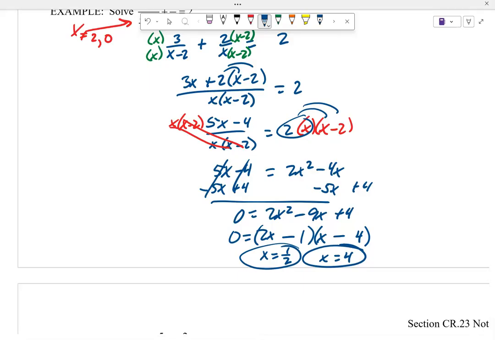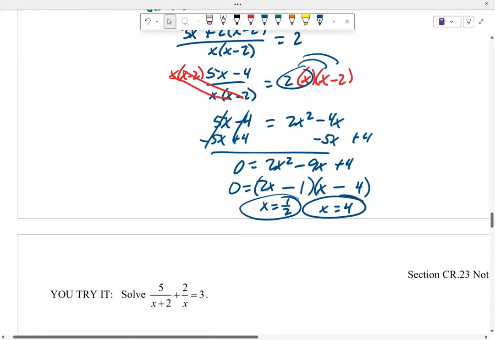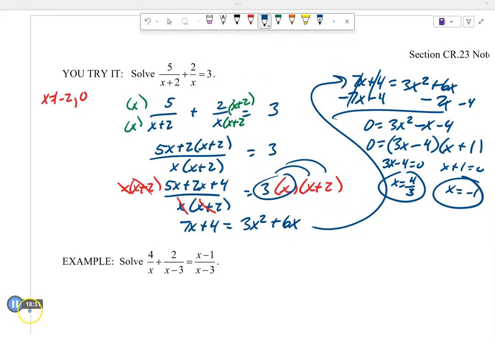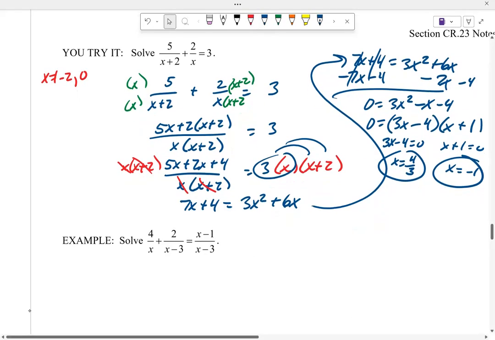Of course, if I was doing this on a test, I'd go ahead and check those in the original and make sure they check out for me. Why don't you try that next problem similarly? Looks like we end up with 4/3 and negative 1 here. And from the beginning, we couldn't have negative 2 or 0. Right? So those two are fine. I want you to pause that, take a look at that work. That'd be great. Let's take a look at this next one now.